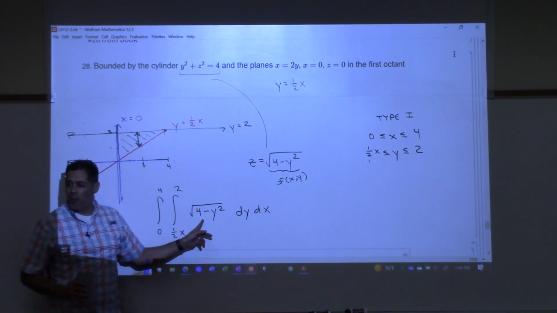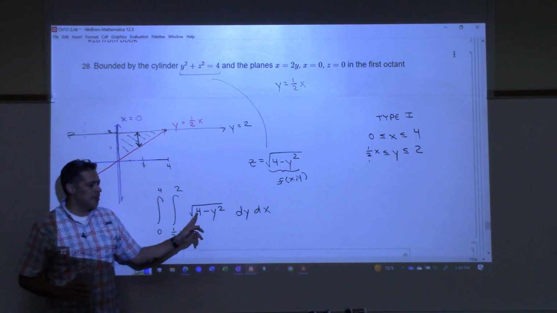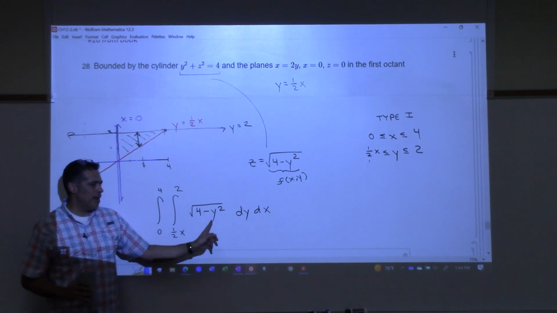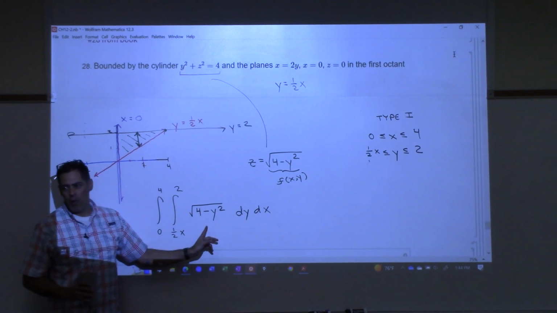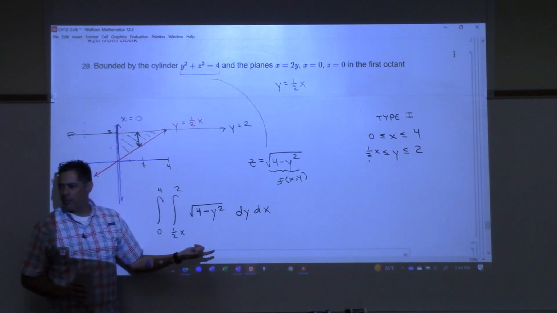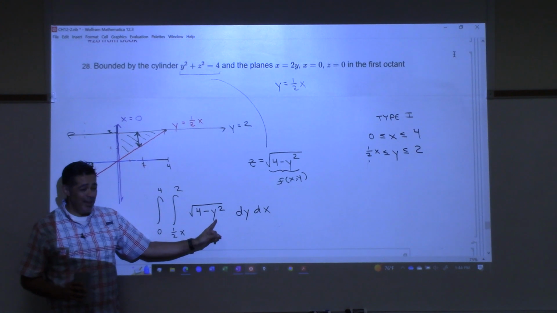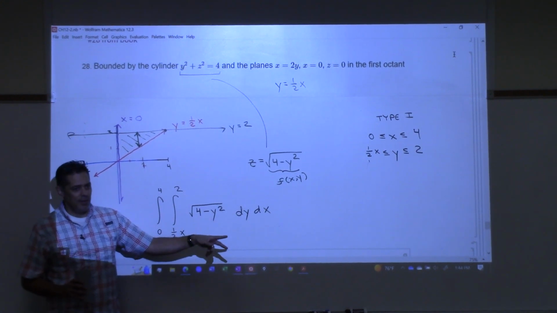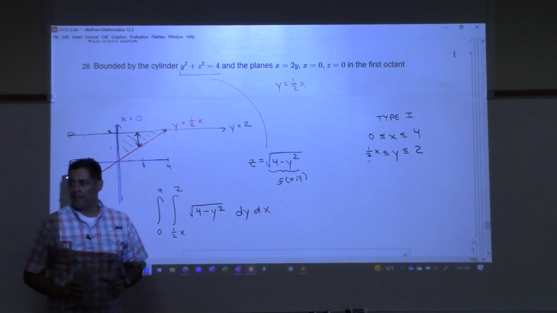There's probably a formula for it, but in Cal 2, this is trig sub, right? This is trig sub. You've got the square root of a squared minus x squared, but really we're using y. So you do trig sub. The sub would be replace y with 2 sine theta, and then you do trig sub. So that's doable, isn't it?